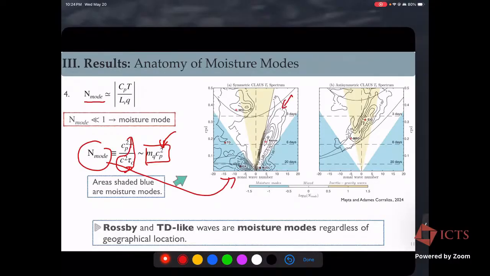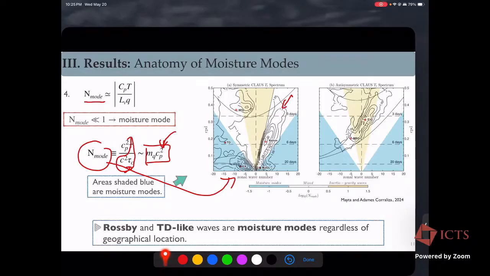So this N mode you can plot together with the brightness temperature spectrum, which is shown here as a contour. And the shading is the N mode plotted as a function of wavenumber and frequency. Everything in blue in this diagram corresponds to the moisture mode. The white region means the mixed region, where moisture and temperature play a similar role. And the yellow corresponds to the gravity wave region.